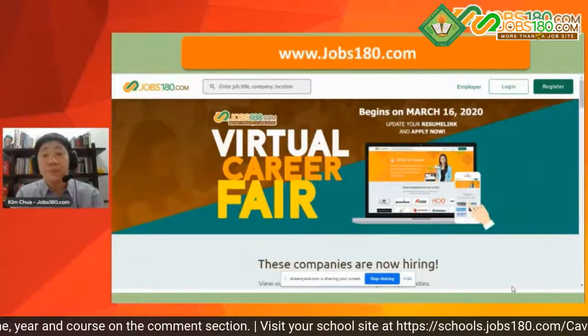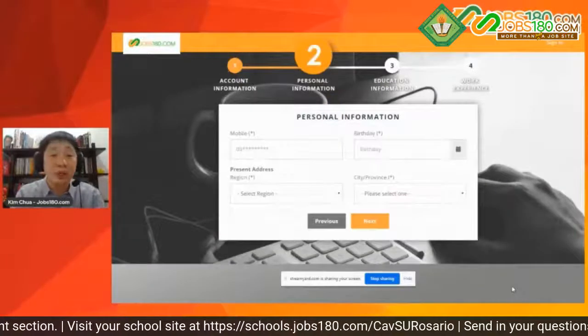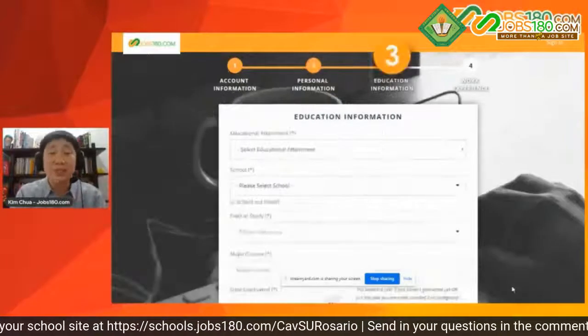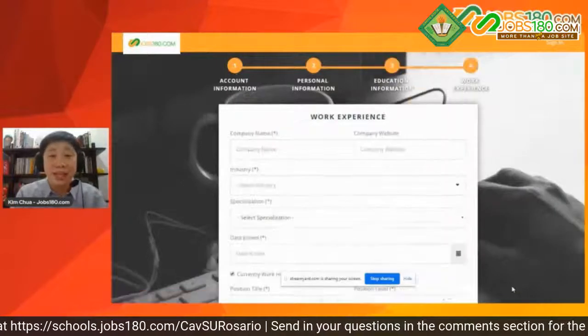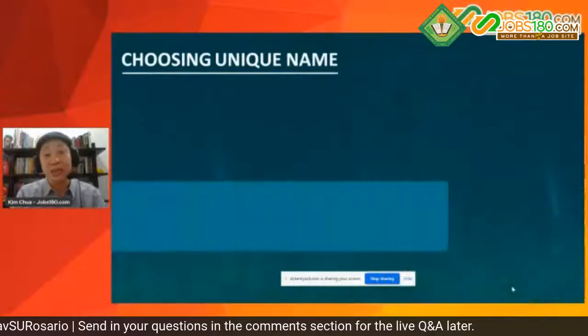Now, as you do that, you have to put the basic information. Okay? So, alam nyo na ano mga information yan. Hindi ko na isa-isahin. Babawasan nyo naman at alam nyo naman ano dapat ilagay. Now, as you create your account, you have to use a valid email.